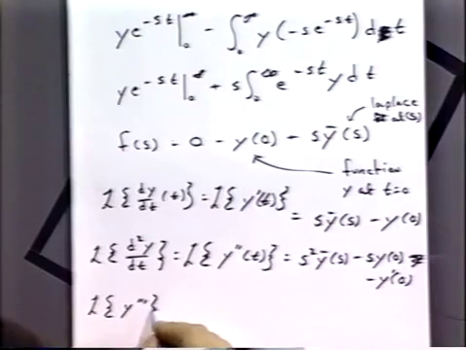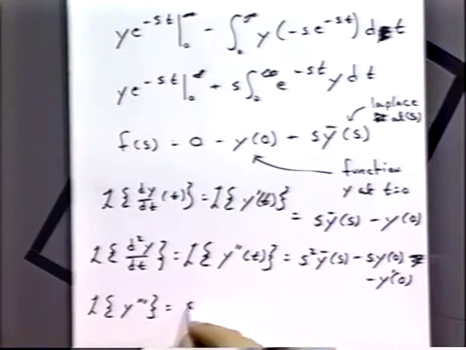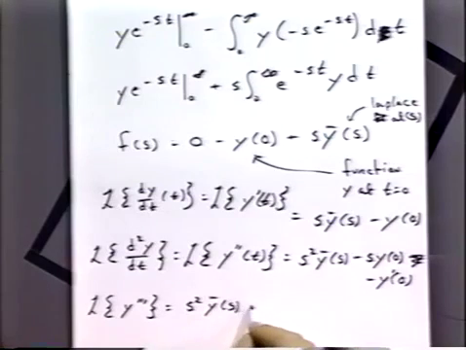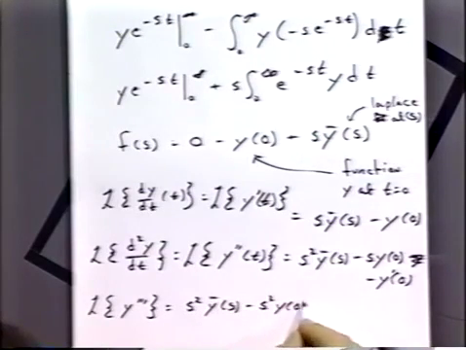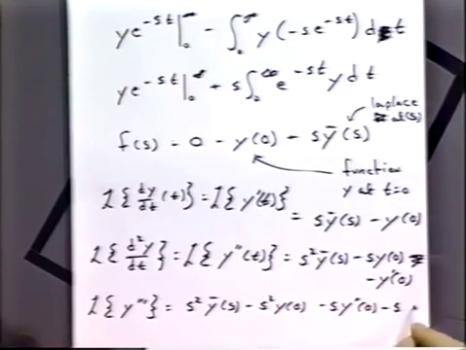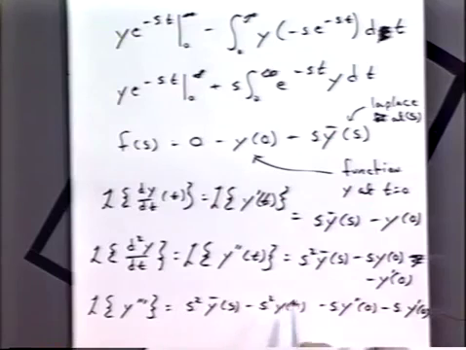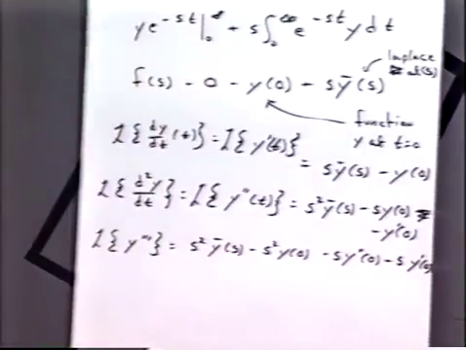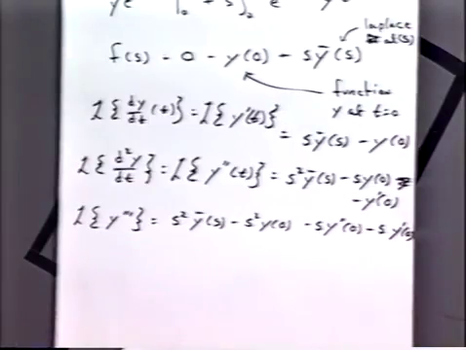And so for a triple derivative, or the third derivative, we get something like this, where we have s cubed, the Laplace transform at s of y, minus s squared times the function at time equals 0, minus s times the first derivative evaluated at time equals 0, minus the second derivative evaluated at time equals 0. Okay. Got everything on there? Good.